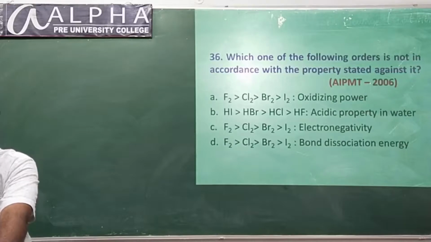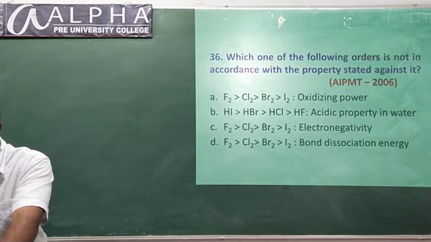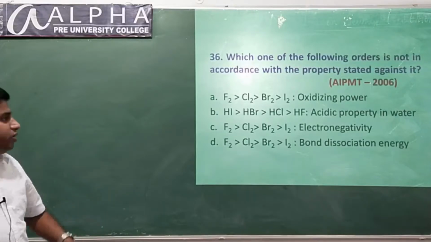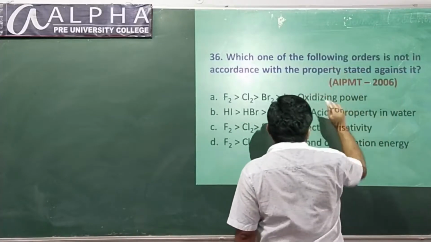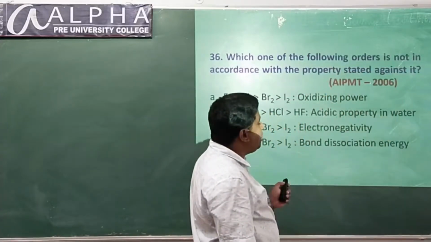It is acidic property. Fluorine greater than chlorine, greater than bromine, greater than iodine: electronegativity. Fluorine greater than chlorine, greater than bromine, greater than iodine: it is bond dissociation energy. Look here, the question is which is not in accordance.